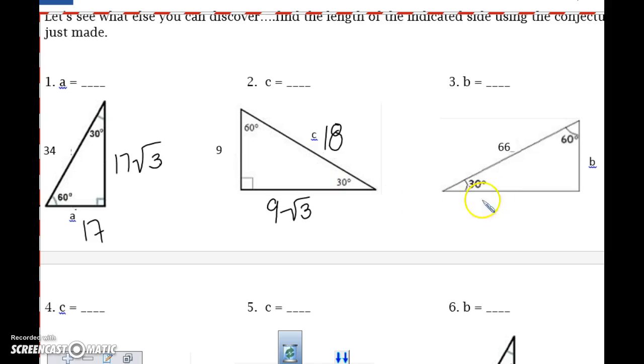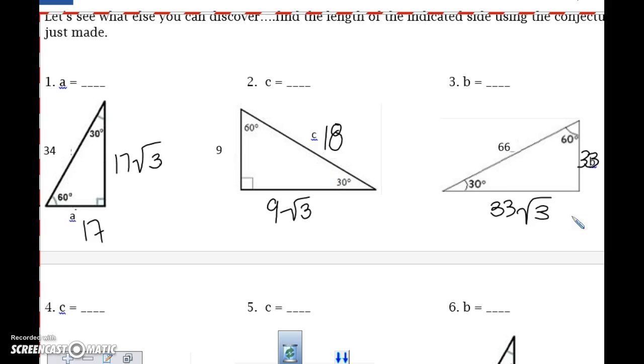All right, number 3, 66 is our hypotenuse. What would the short leg have to be? 33. Okay, we got some more chiming in. Okay, and our long leg? 33 root 3. Okay.